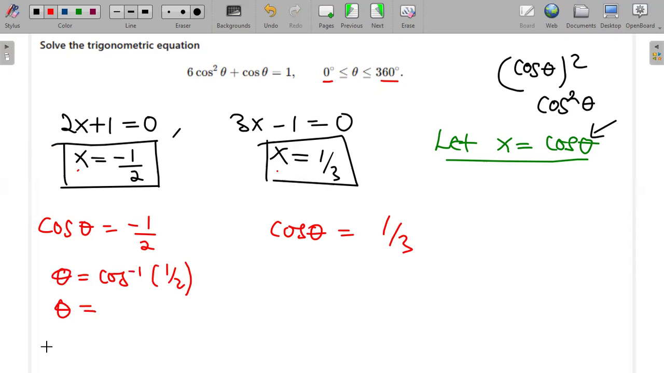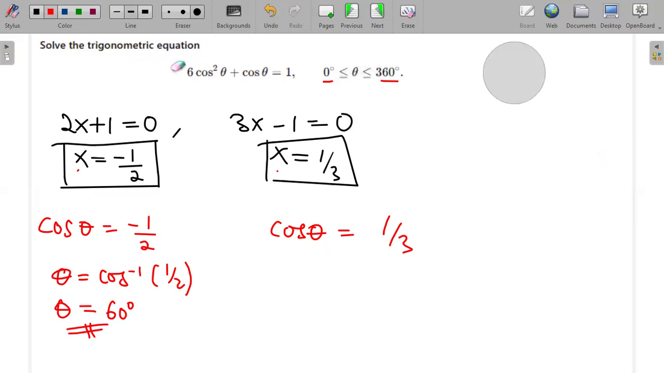Here we might need a calculator, or if you know the special angle, you can simply write it down. The cos inverse of 1 over 2 is 60. So this is 60 degrees. But this 60 degrees will be an angle in the first quadrant. Remember here, our cos theta is negative, so we are interested in the quadrants where the cos is negative.